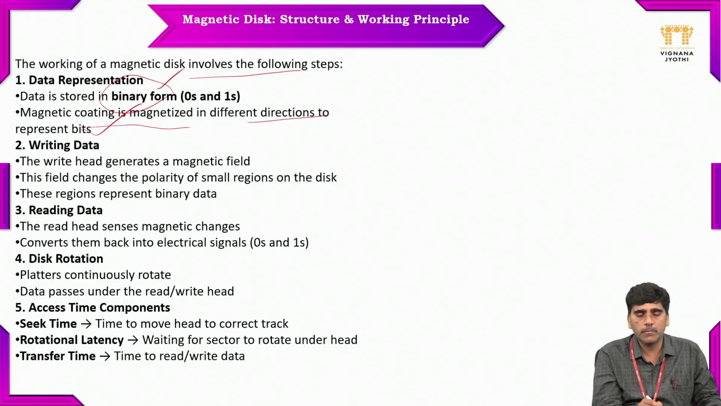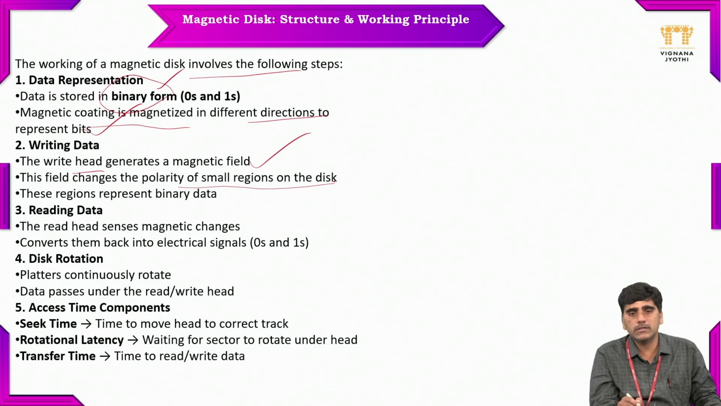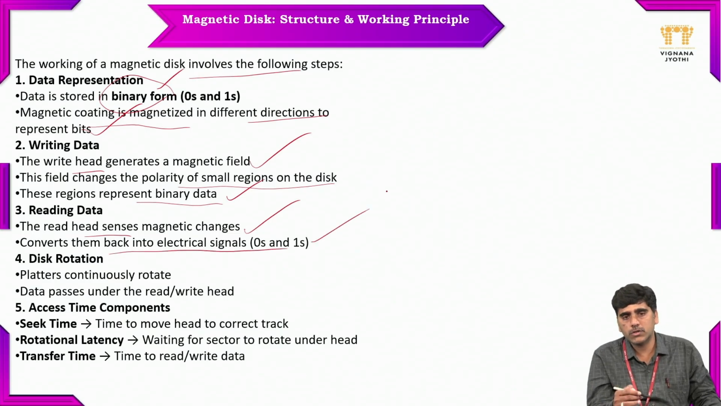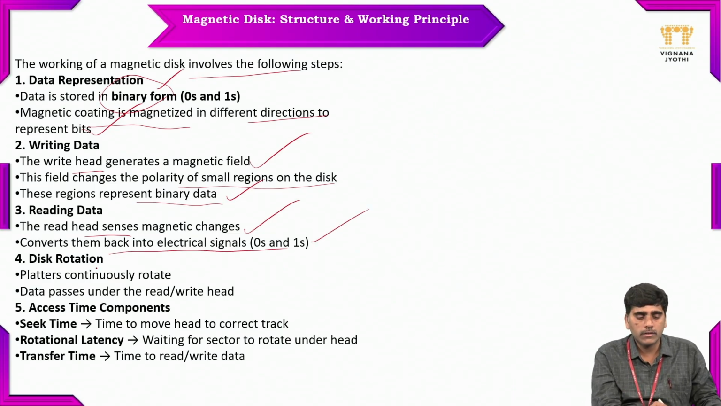Second is writing data. The write head generates a magnetic field. This field changes the polarity of small regions on the disk, and these regions represent binary data. Then, reading data: the read head senses magnetic changes and converts them back into electrical signals, that is, zeros and ones.